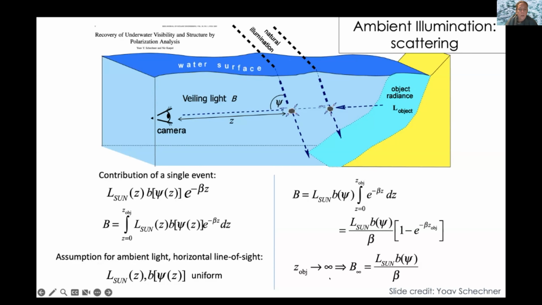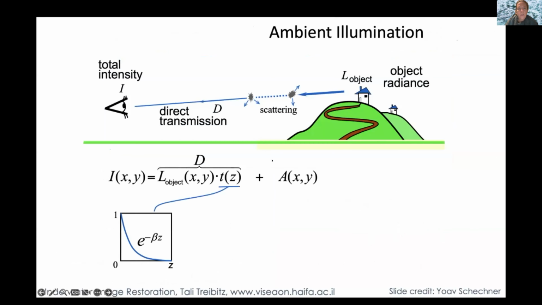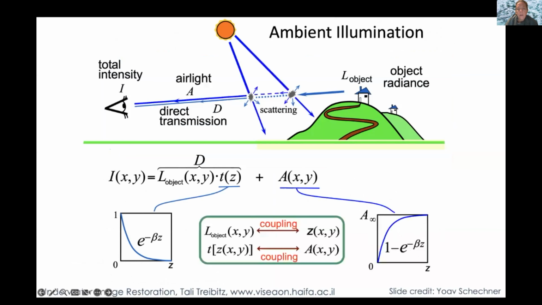So how does it look qualitatively? We have the signal from the object looks like that. It's decaying exponentially very fast. And the additive signal from the backscatter is actually increasing in an opposite way. So it goes like 1 minus the exponent.